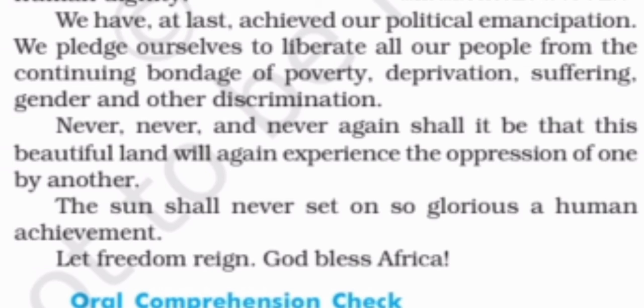Nelson Mandela mentions that after great struggle, they have finally achieved political freedom. His government promised to free everyone from the still existing poverty, hardship, and inequalities of all kinds, along with assuring everyone of a country where no community will be considered inferior. He then exclaims that freedom should rule and may God shower his blessings on their land.